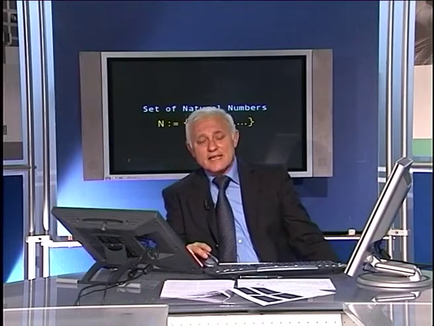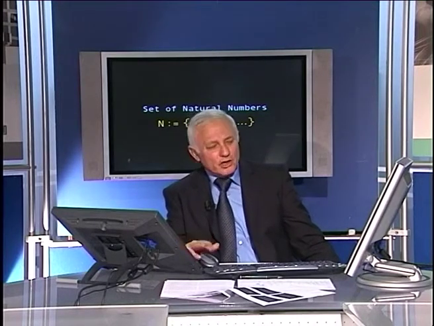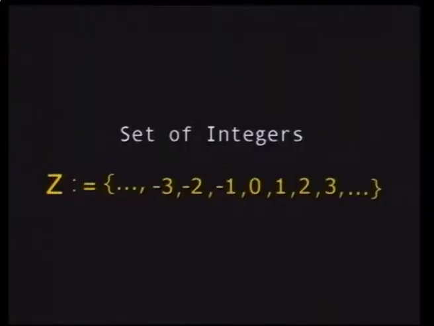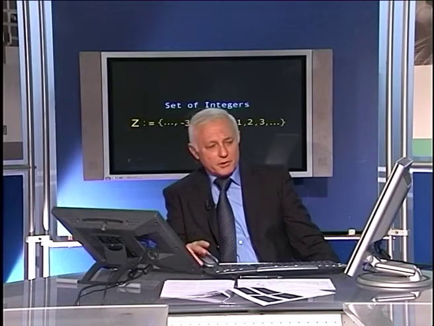And this set is meant to be closed. What do you mean by closed? Closed means that if you add up two elements in the set, you get another element in the same set, and when you multiply two elements, you also get another element in the set. So it's called closed under addition and multiplication. And then you have the set of integers. These comprise the set N along with 0 and the negative numbers.